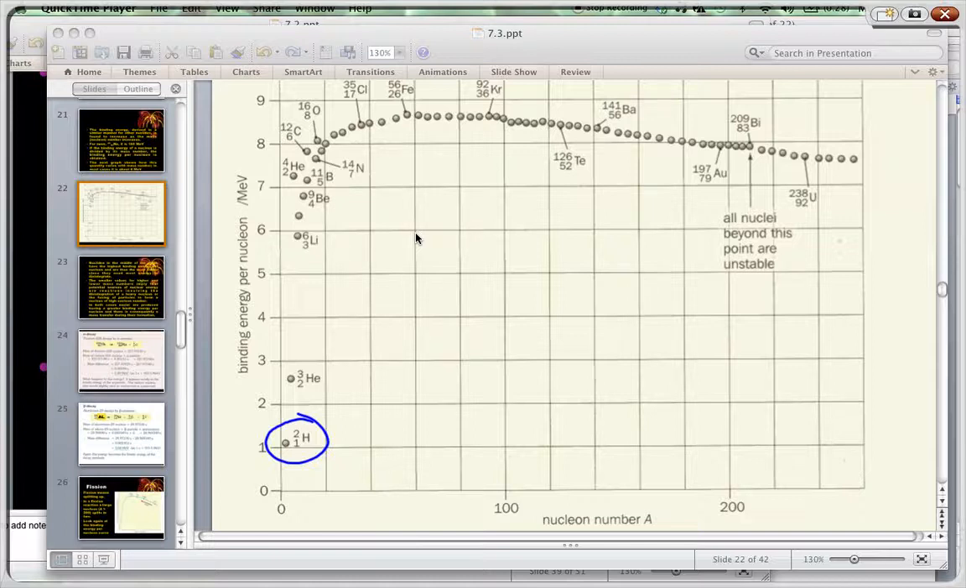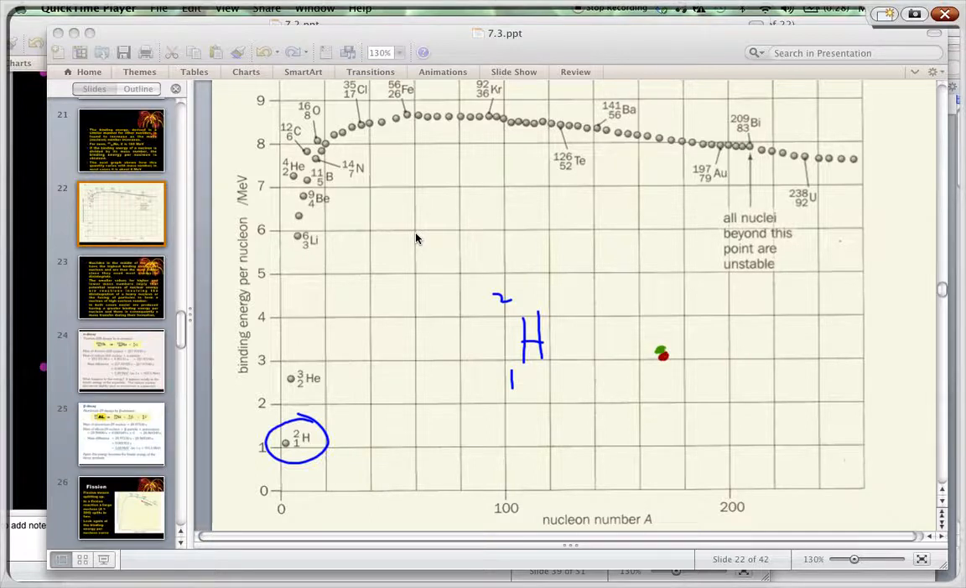But then we get something called deuterium, which is H-1-2. In that, you have one proton and one neutron. So there's some binding that's actually taking place in it. Those two are bound together.